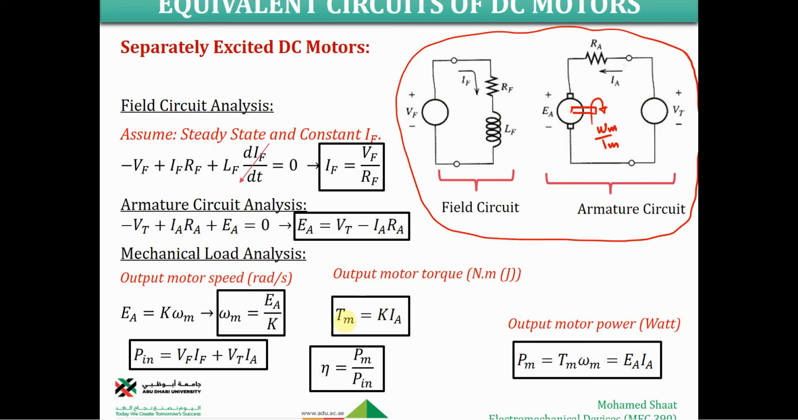We're going to talk about it. Also the torque depends on the same K. So this K here is the same constant, which is one of the properties that distinguish one electrical motor from the other, times the IA, which is the current through the armature of the electrical motor.